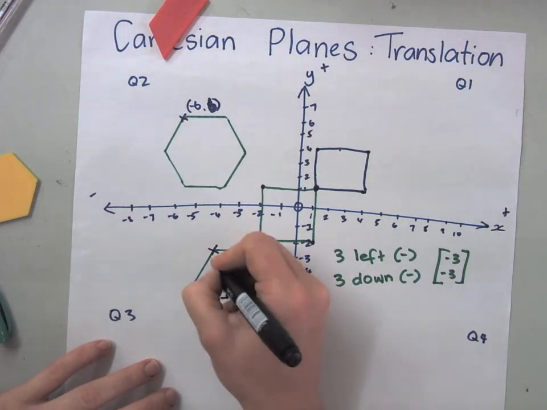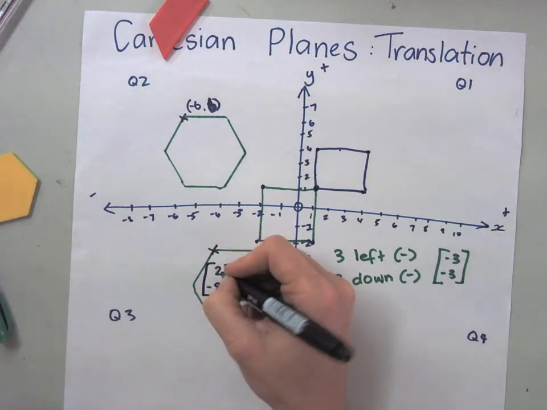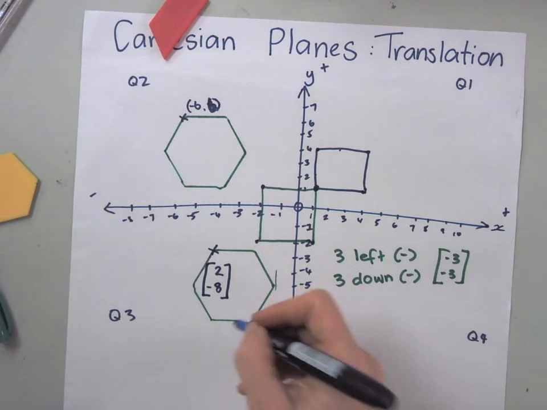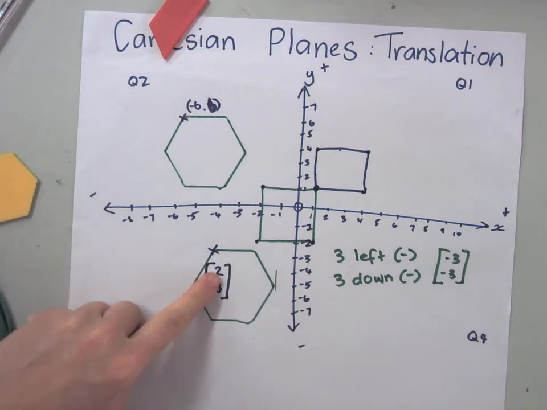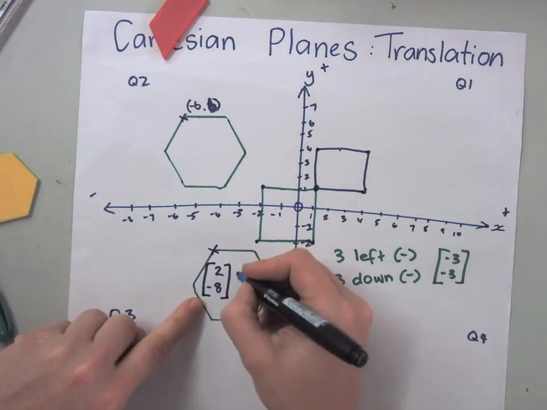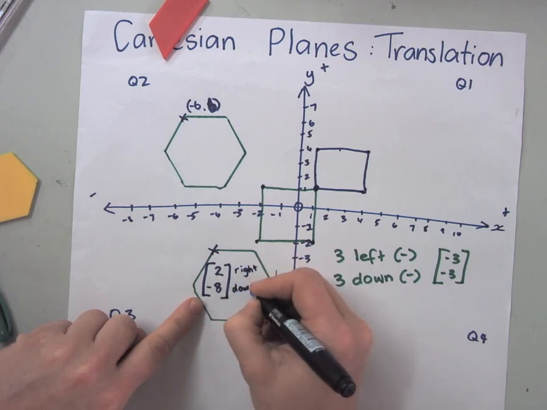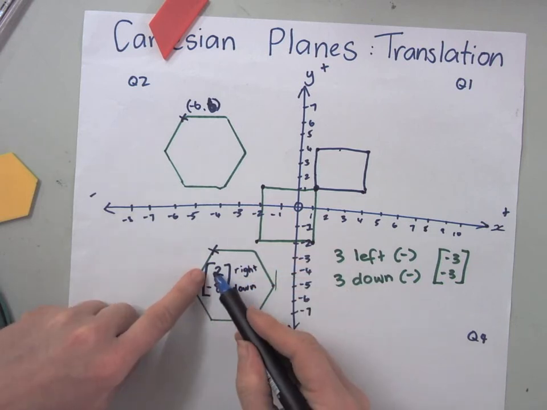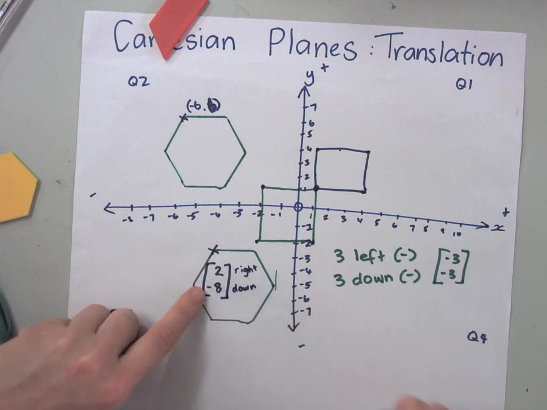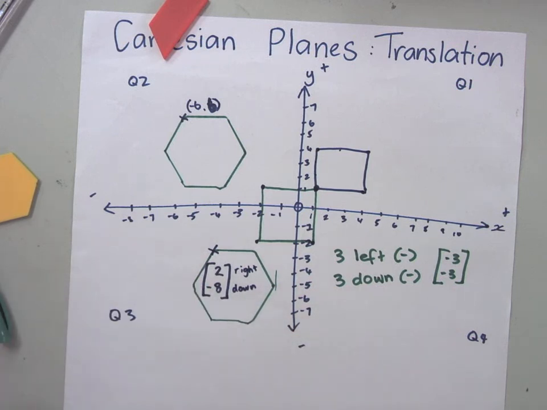So we write 2 to the right, 8 down, and that is how I would write 2 to the right, 8 down. Now I know that says to the right because it's a positive number, and I know that says down because it is a negative number. And that is all we need to know about translations for Cartesian planes.